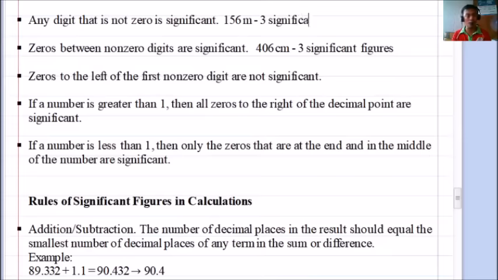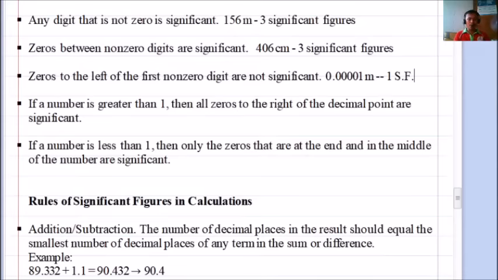Then zeros to the left side of the first non-zero digit are not significant. So, for example, yung mga 0.0001. Pero ang totoo naman pala, isa lang. So, you will have 1 SF. Kasi lahat ng 0 before the non-zero digit ay hindi po significant yan.